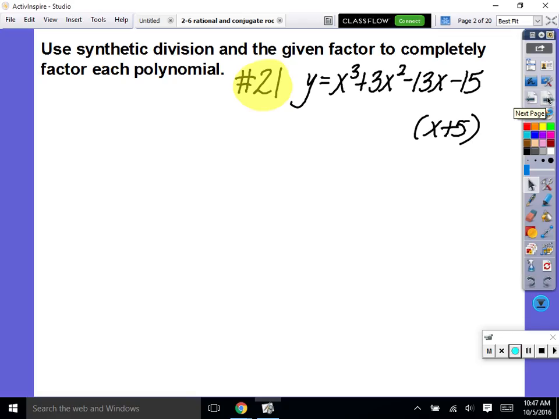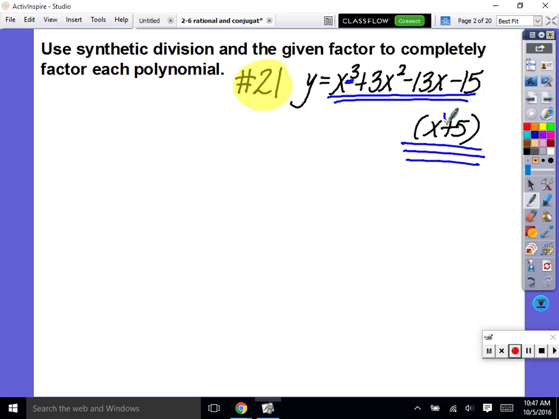Okay, so we are looking at 2-5 for a second because we're going to use this today a lot. Use synthetic division and the given factor to completely factor each polynomial. So if we take this polynomial on 21 and we use synthetic division, won't we be dividing this polynomial by this? And wouldn't that take it from a cubic to a degree 2? Because 3 divided by 1 is 2, correct? And then we would know how to factor a quadratic.